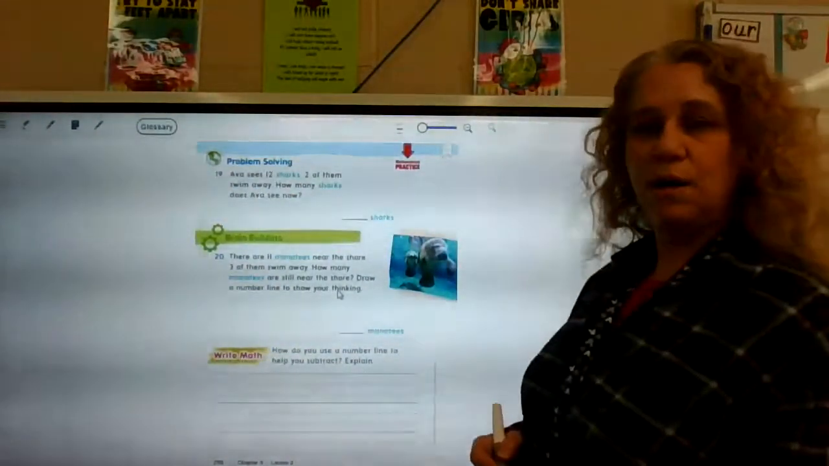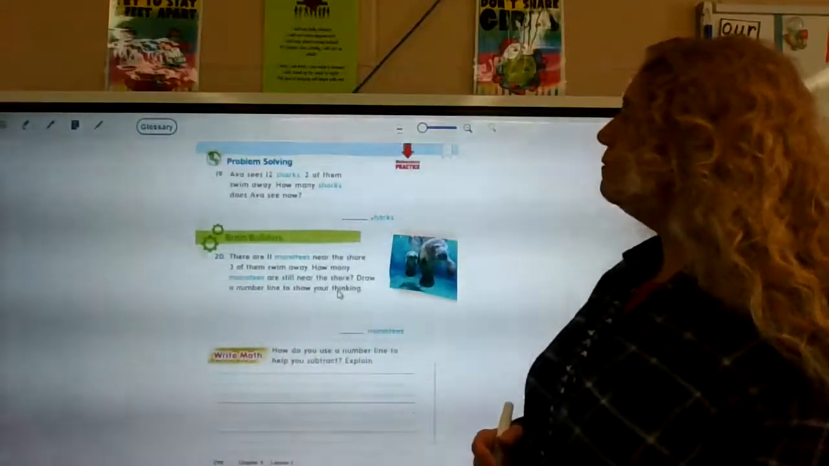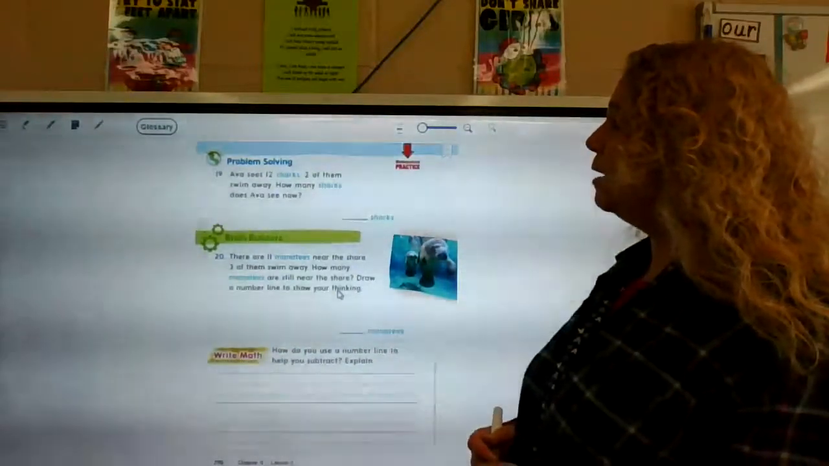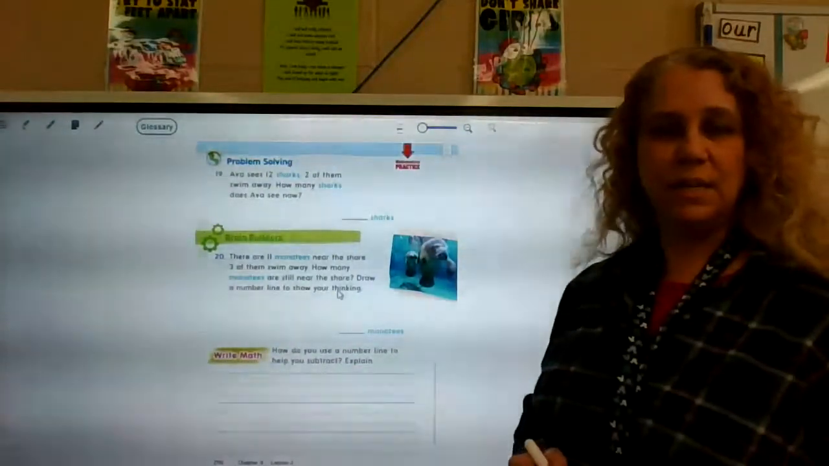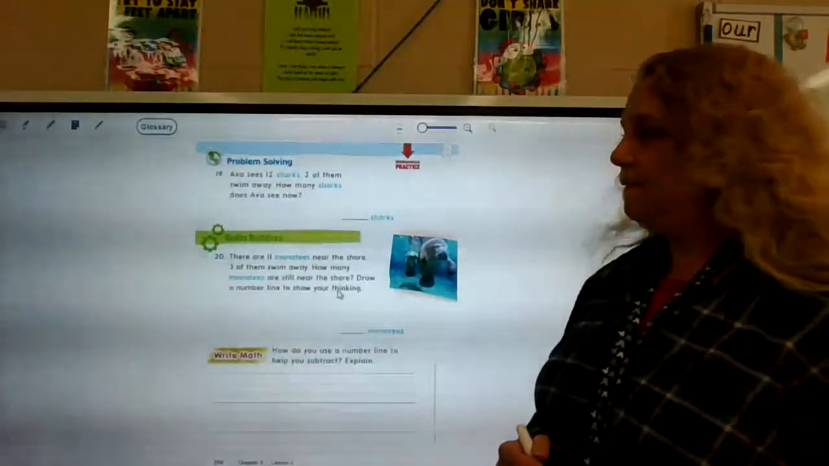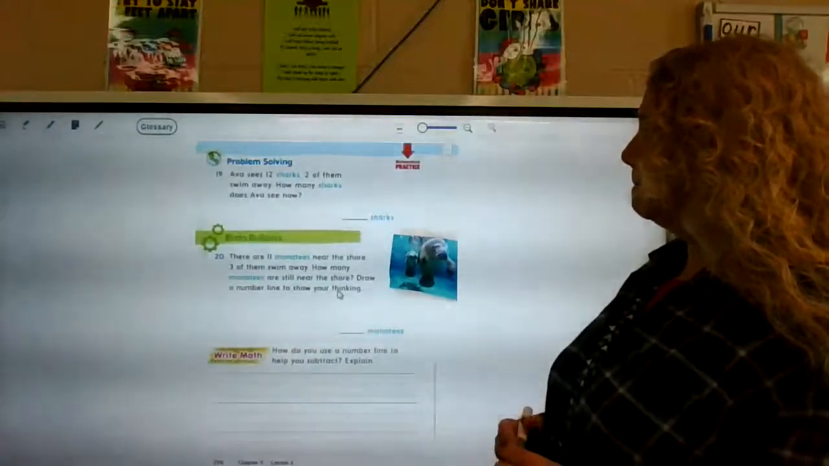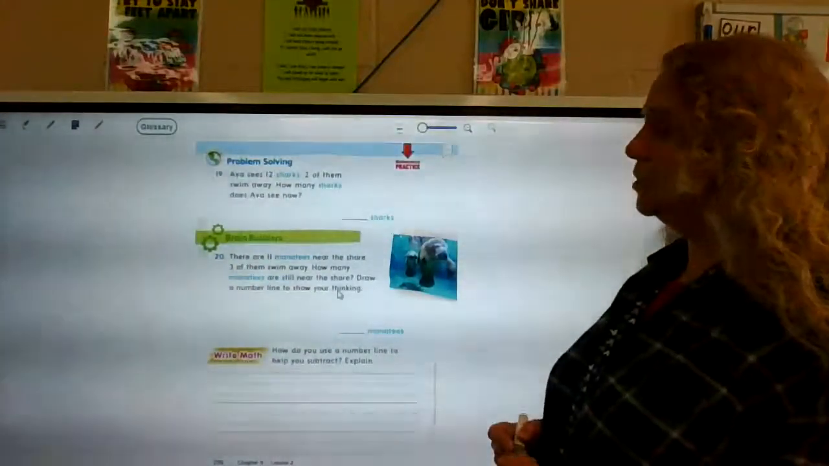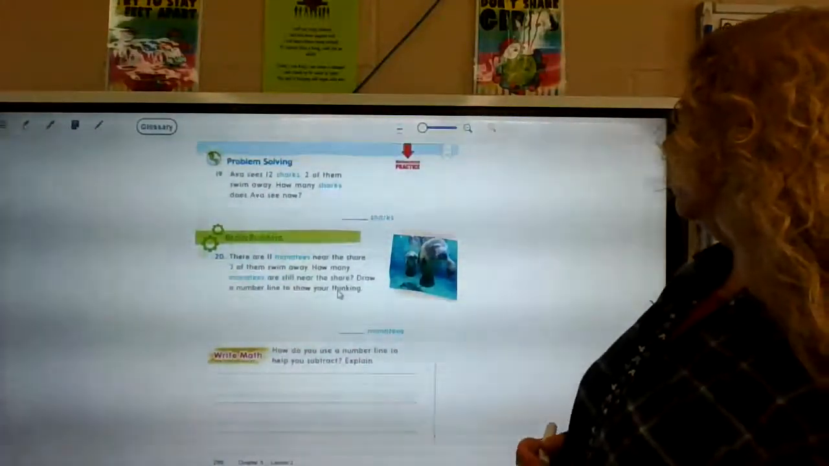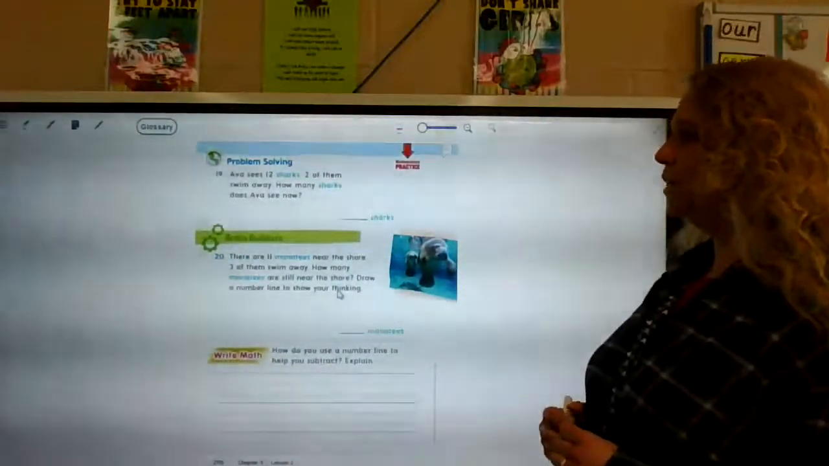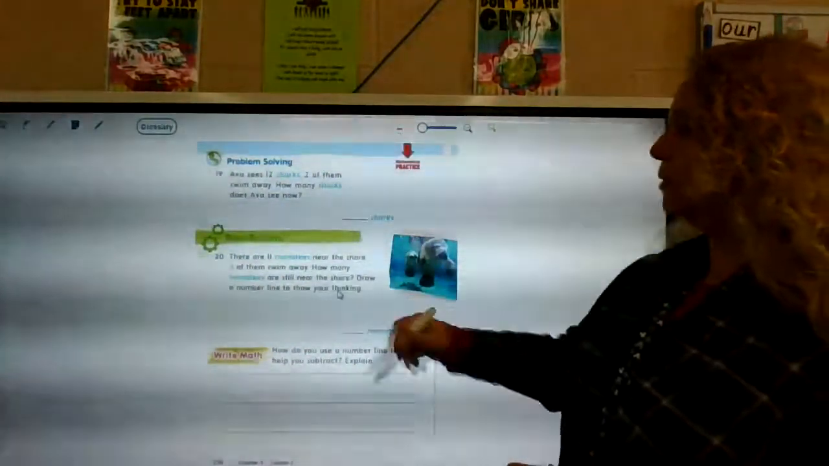Okay, so if you're wanting me to read these, here's number 19. Ava sees 12 sharks. 2 of them swim away. How many sharks does Ava see now? So you're taking away. Okay, pause me till you're finished, and then unpause for this one.